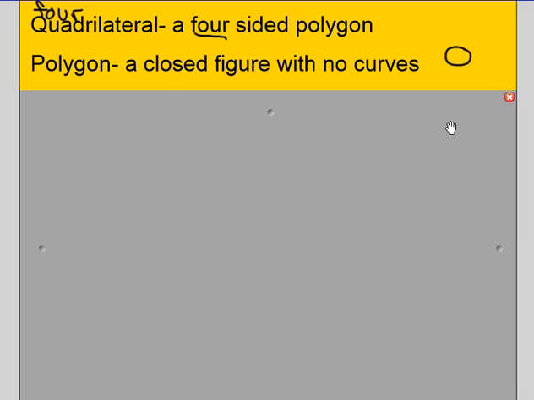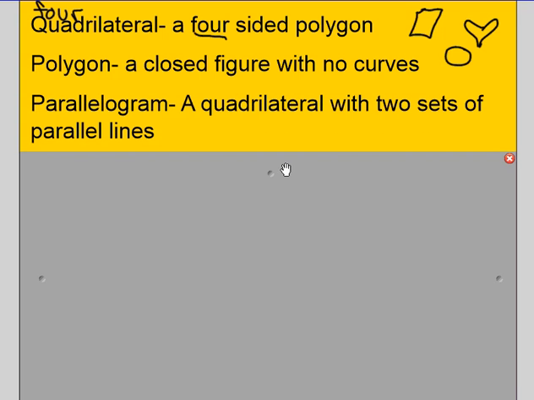So a circle, not a polygon. A heart, not a polygon. A shape like this, not a polygon because it's not closed. However, if we were to close it, then that would be a polygon. Parallelogram. A parallelogram is a quadrilateral with two sets of parallel lines. You have one set here and another there, and that is your classic parallelogram with one set of parallel lines and another set here.